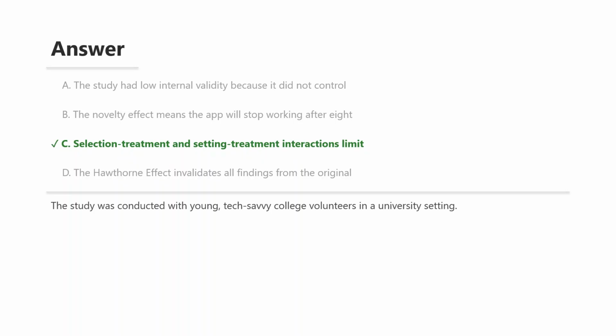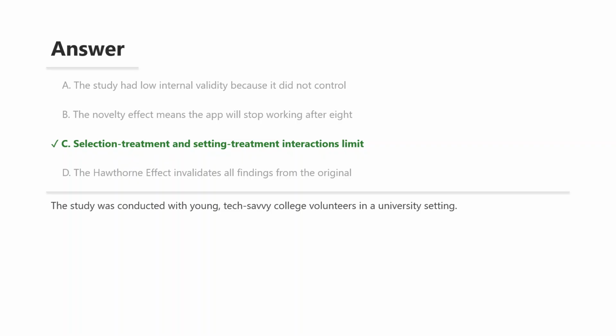The correct answer is C. The study was conducted with young, tech-savvy college volunteers in a university setting. Generalizing these results to elderly residents in a rural health department involves both a selection-treatment interaction, the intervention may work differently with a very different population, and a setting-treatment interaction, the university context differs dramatically from a rural health department. The population differences in age, technology familiarity, motivation, and health status are substantial.